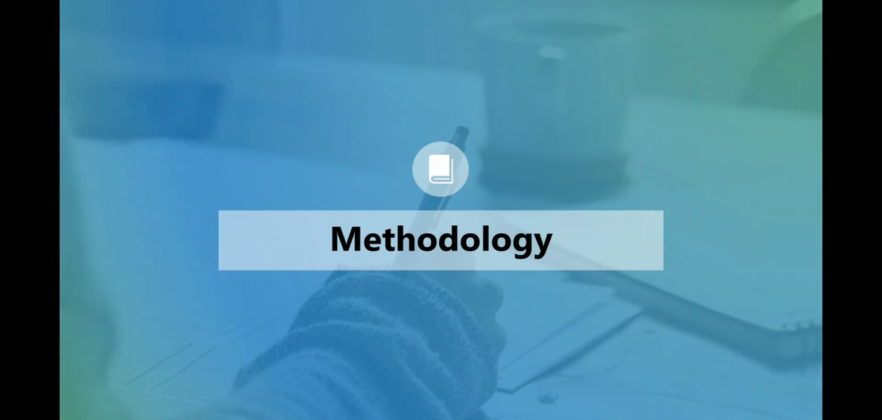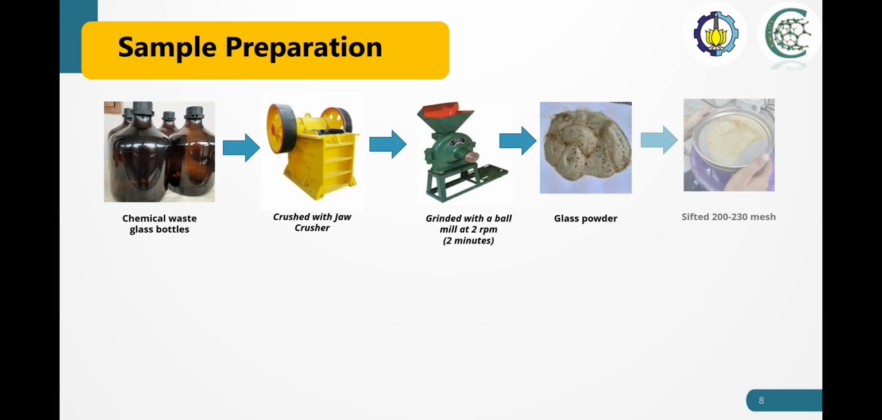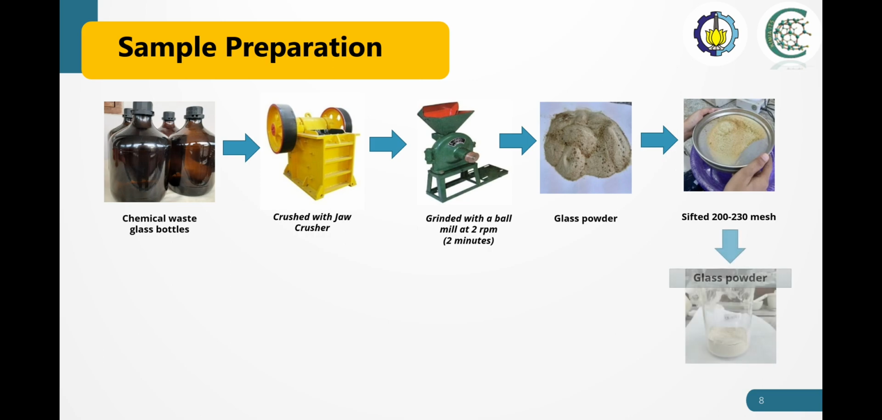And then methodology. Sample preparation. Chemical wash glass bottle will be crushed with a jaw crusher and ground with a ball mill at 2 rpm over 2 minutes and become glass powder. The glass powder will be sieved at 200 until 230 mesh and the product is glass powder.